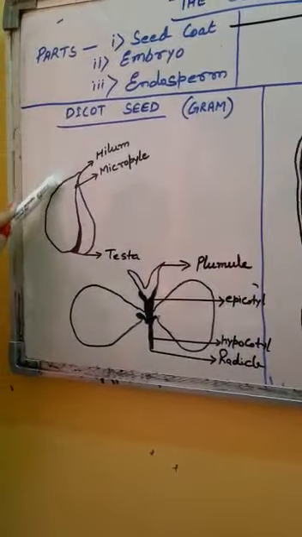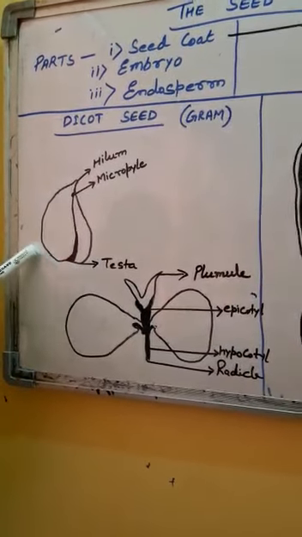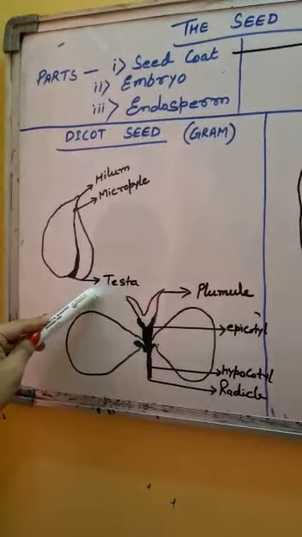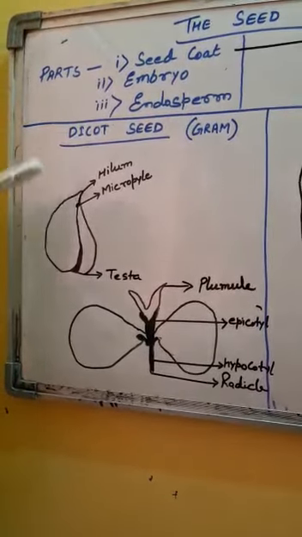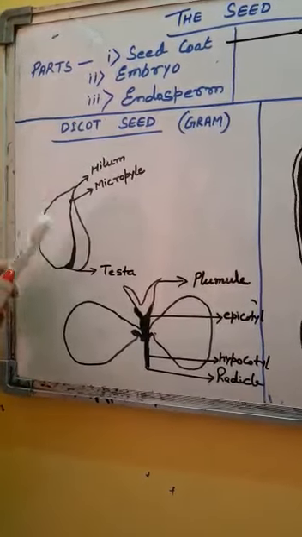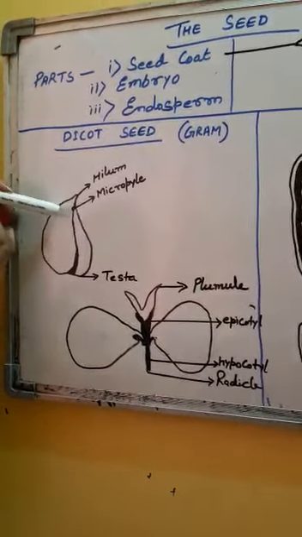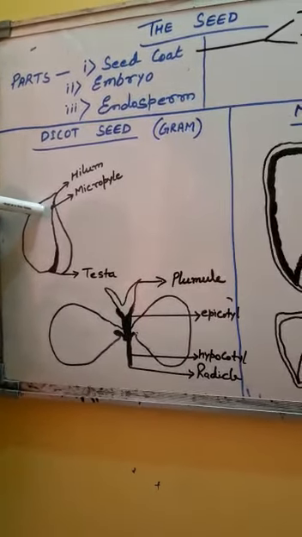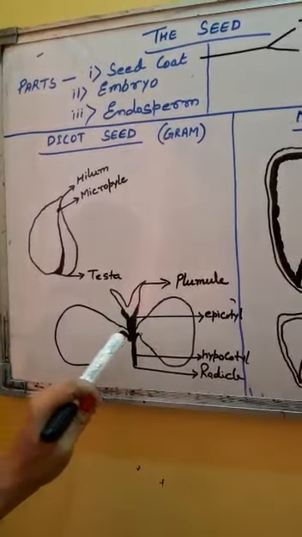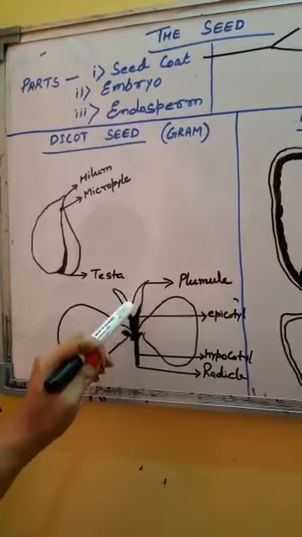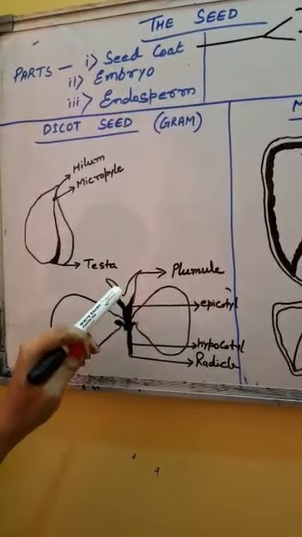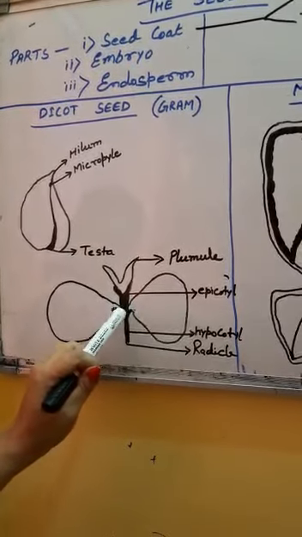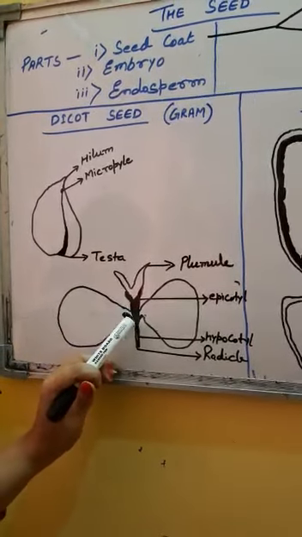You can see the structure of gram seed over here. It is the outer covering called testa. The outer, that dark brown layer of the seed is called testa. This part is called hilum, and here a very small opening you can see. This is called micropyle. If you open up the seed, you will find two cotyledons which are attached to an embryo axis.